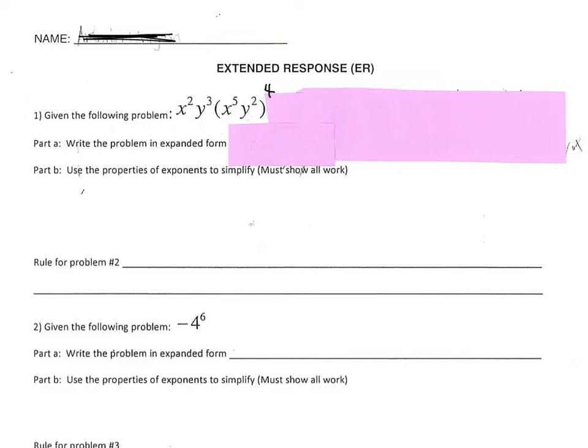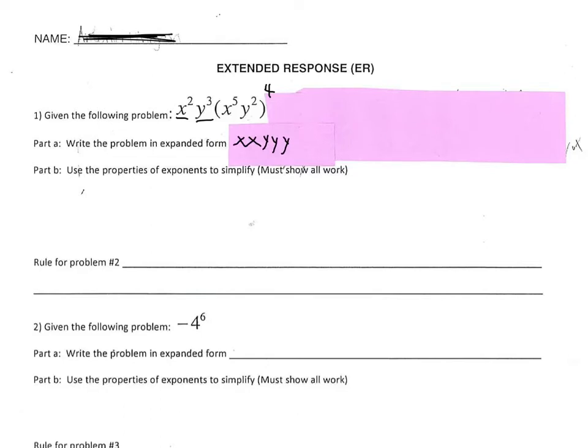In part 2 of the SBAC final for tomorrow, the first thing you want to do is look at the exponents. And it says part A, write the problem in expanded form. Now, x squared in expanded form really means x times x. Y to the third really means you're going to repeat the y 3 times.